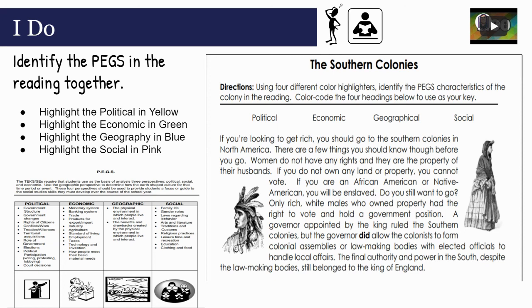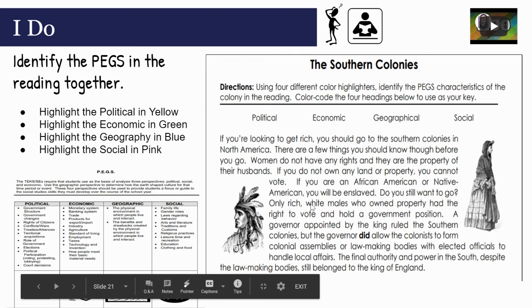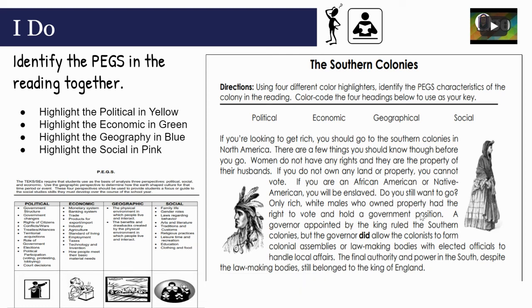So, I think that African Americans and Native Americans being enslaved is another class system, and class systems are social. Rich white males who owned property had the right to vote and hold a government position. So these are the qualifications for being able to have participation in the Southern government. So that would make it a political statement.